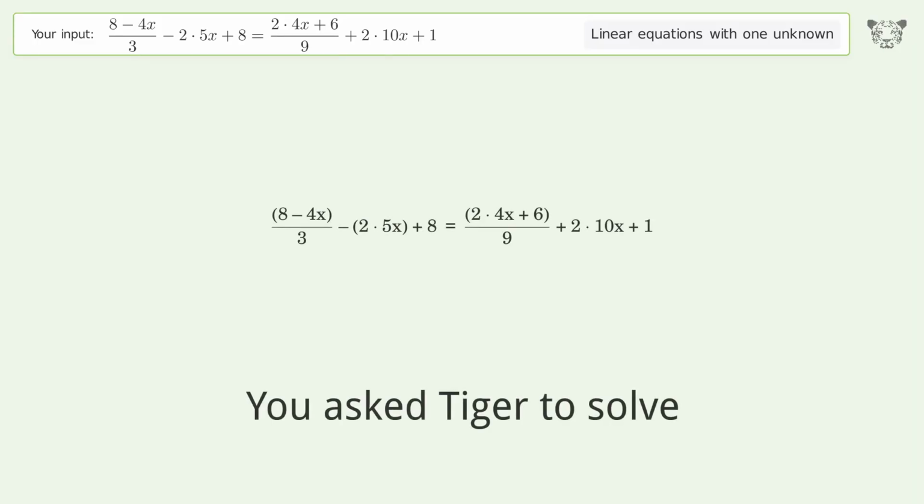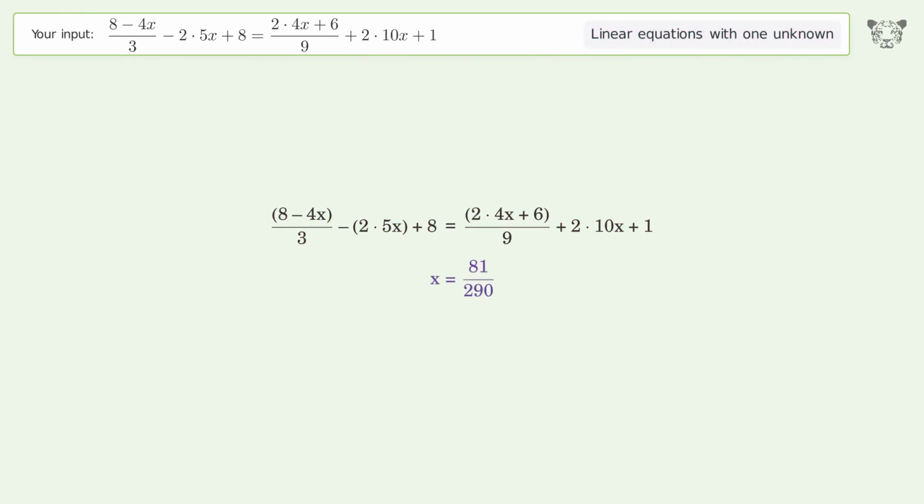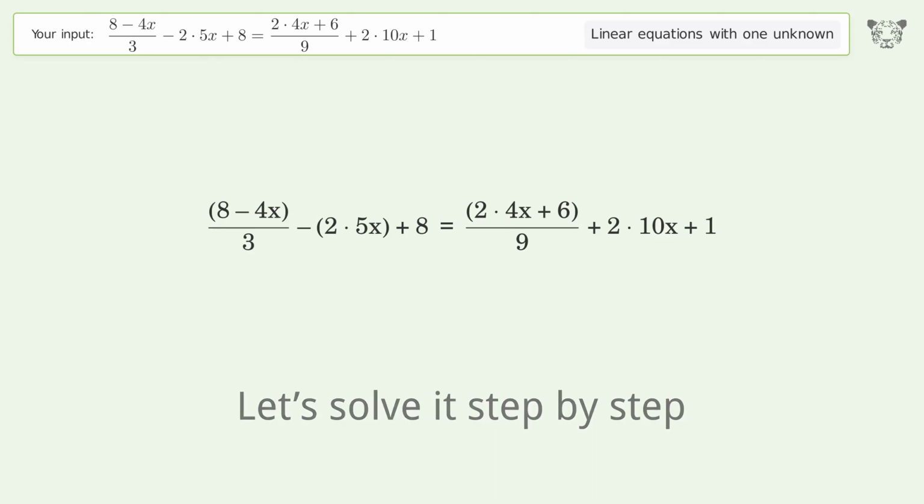You ask Tiger to solve. This deals with linear equations with one unknown. The final result is x equals 81 over 290. Let's solve it step by step.